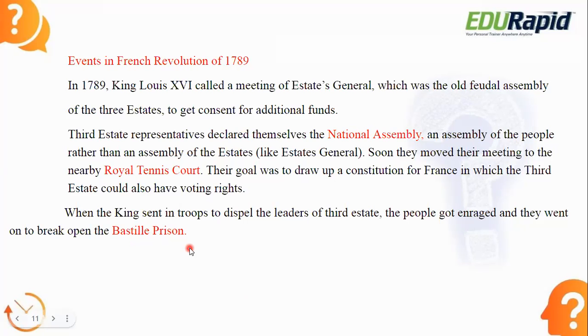So here, when they started making the Royal Tennis Court Oath, King Louis XVI sent the troops to dispel the leaders of the third estate people, because they were not happy with the third estate people's rights. So that's why he sent the troops. When he sent the troops, these people went to the Bastille prison, opened it, and freed a lot of the people over there. So the Bastille prison movement happened.